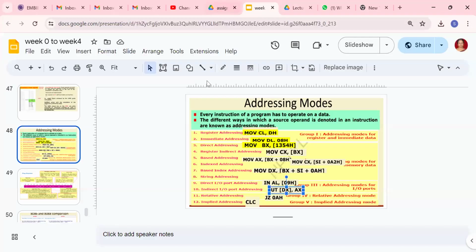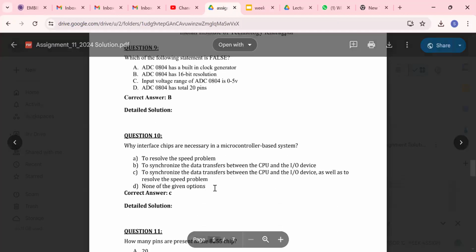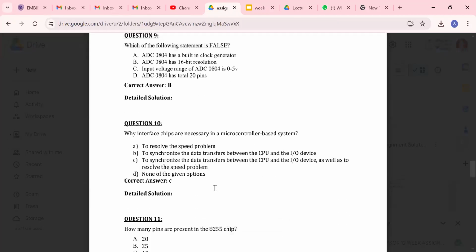Okay. Why are interfaces necessary in a microcontroller system? In a microcontroller-based system, to synchronize the data transfer between the CPU and IO, as well as to resolve the speed problem, we always need synchronization. It is very important.